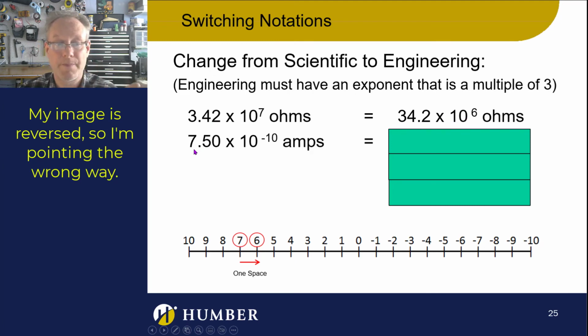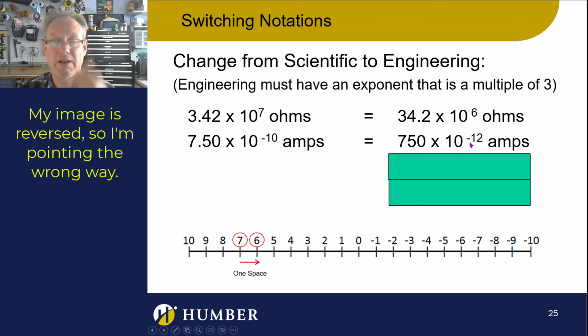Now, what about this one? 7.50 times 10 to the minus 10. It's important to say that 0: if someone's written that 0 there, it's a significant digit. So which way am I going to go? Well, I'm going to go to minus 12 because I can't go that way. So I'm going to go from minus 10 to minus 12.